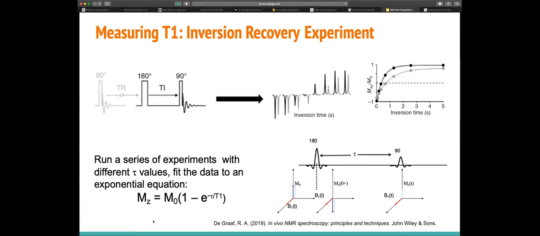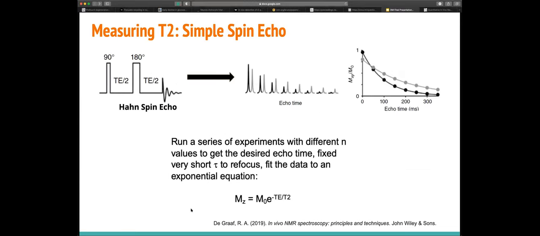Okay, and then the next slide. So there are two methods that we could use to look at T2 values. You can use a Hahn spin echo, which is just what we covered in class, a simple spin echo sequence.